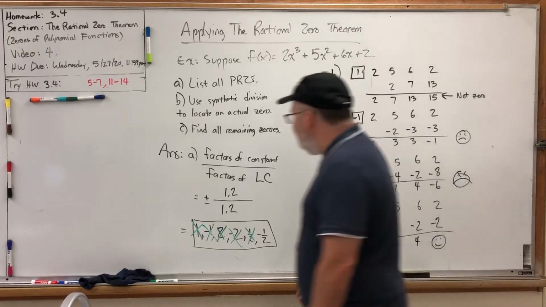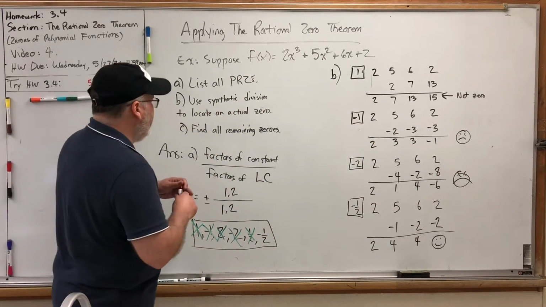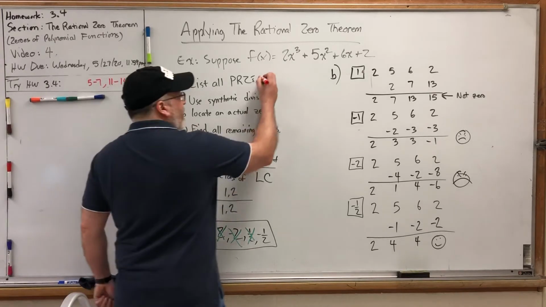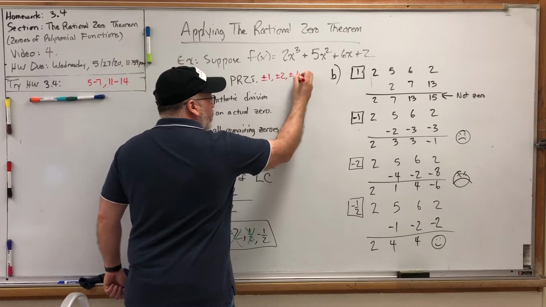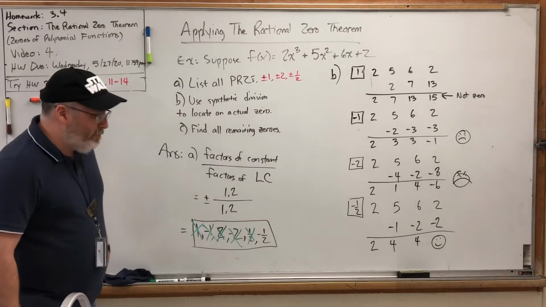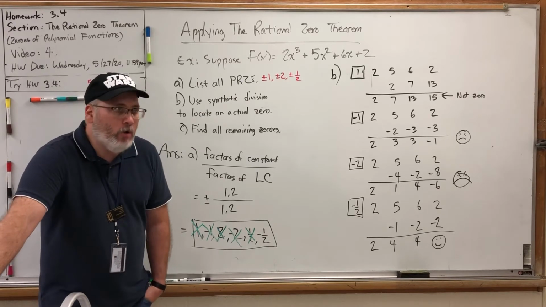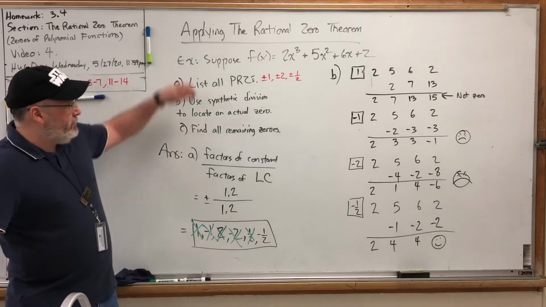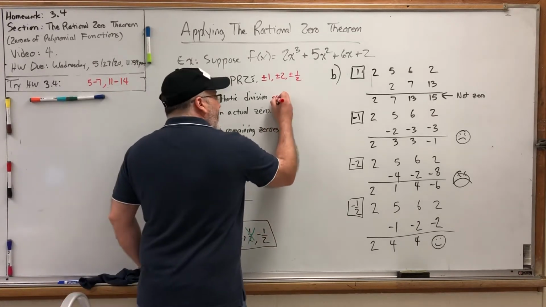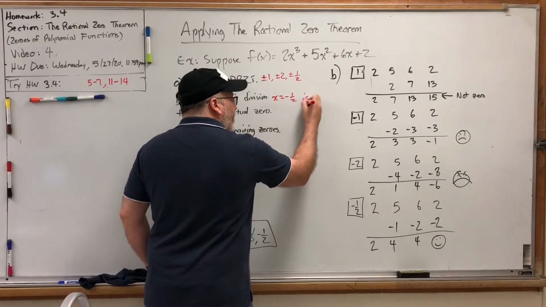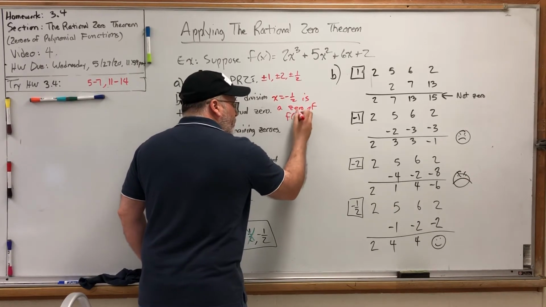So what does this mean? One second folks, I'm going to write the answer to the possible rational zeros. There are ±1, ±2, and ±1/2. So what does it mean when we run a number through synthetic division and the remainder is 0? In the context of zeros of a function, it means this is one of them. So, x equals -1/2 is a 0 of f of x.